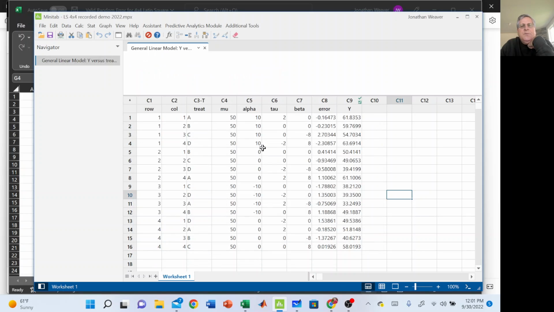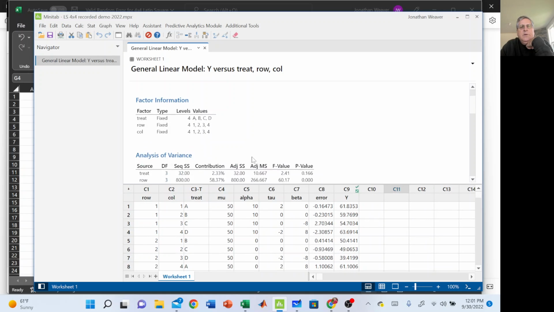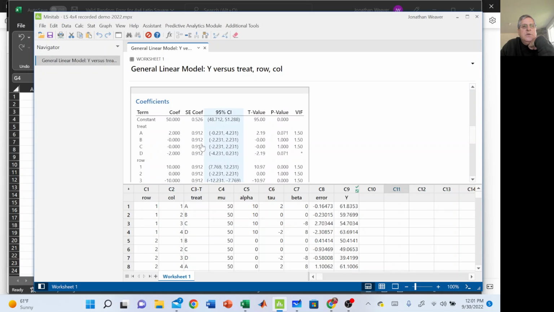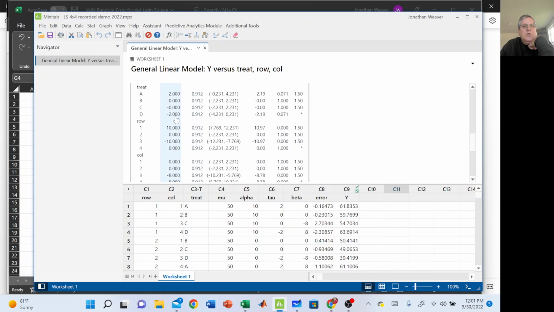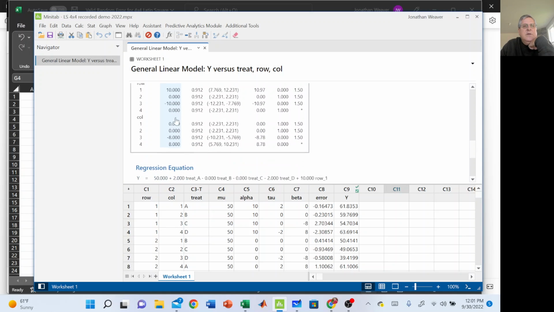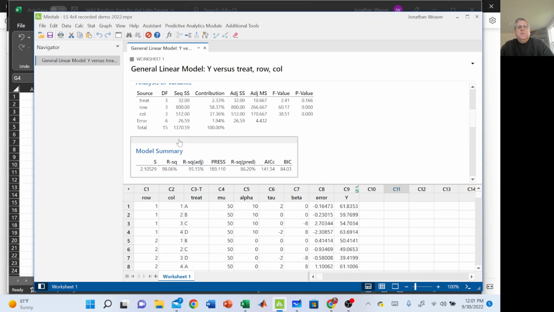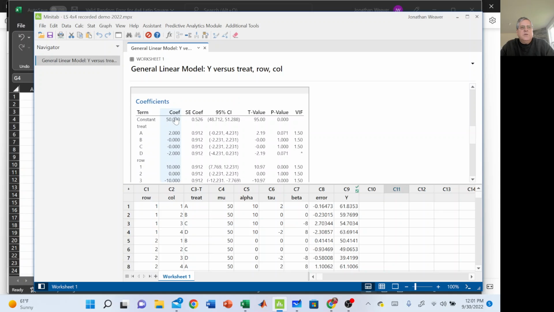So if you analyze, my treatment was not quite big enough to pick up, even though I had a lot of help from the row and column blocking factors. You'll see it's 0.166. So my treatment of 2 and negative 2 was not big enough to detect. And by the way, you're seeing those coefficients that I made up reoccur here in the analysis to prove that I did it right. With a mean of 50 here, the constant.